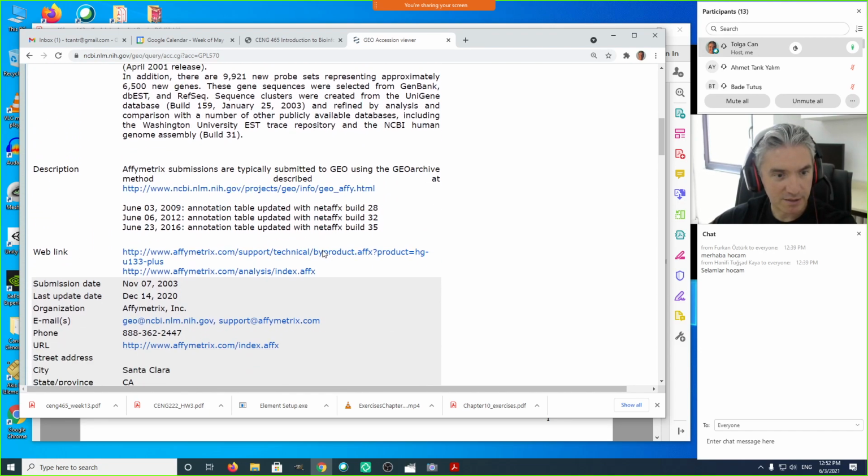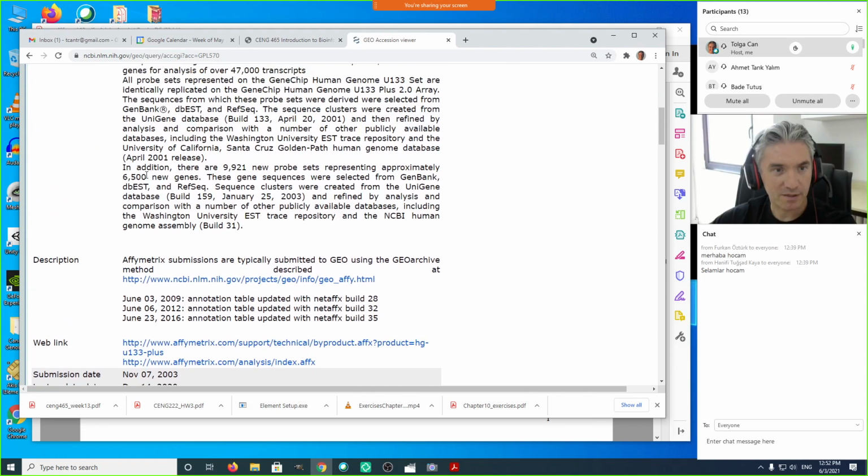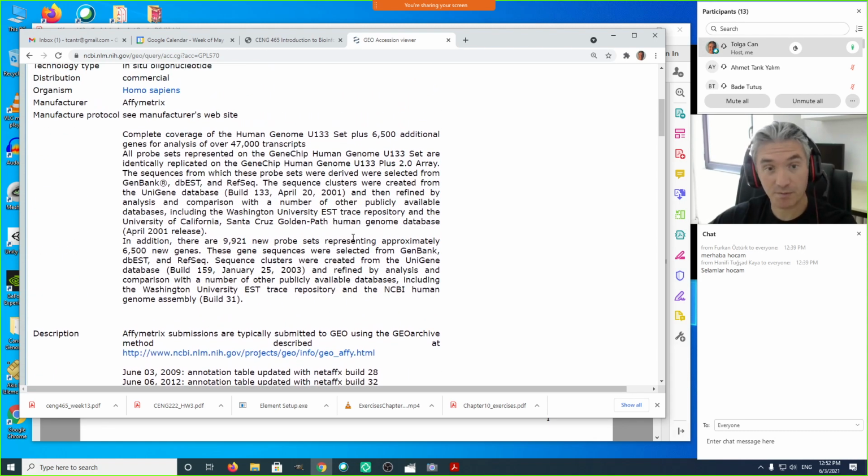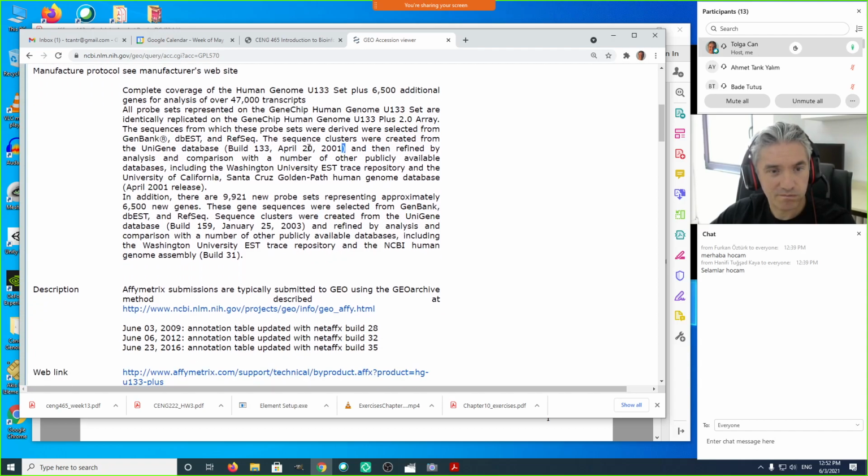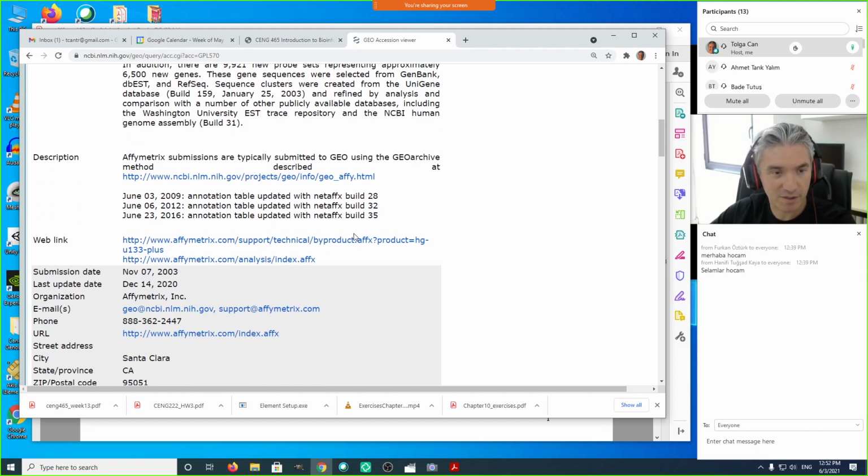When you look at the description on this web page, it provides a description of this. For example, it contains probes for 47,000 different transcripts. A transcript is basically messenger RNA that is transcribed in the cell. All probe sets are represented on the gene chip Human Genome. There's another version of this chip. They are replicated in this one. So it's from the 2000s, and there are some technical details about this.